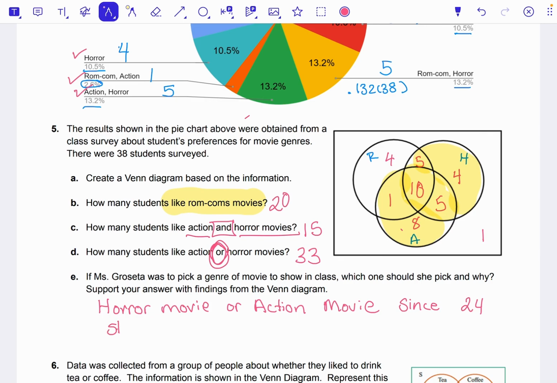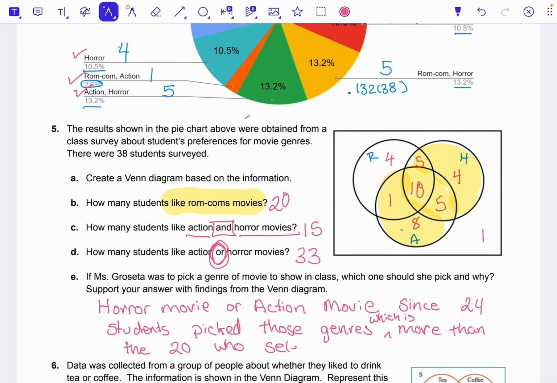So since 24 students picked those genres, which is more than the 20 who selected rom-com. And we could argue that showing a horror movie in school is not appropriate, but based purely off the data, that would be my conclusion.